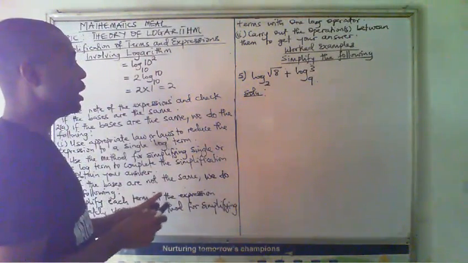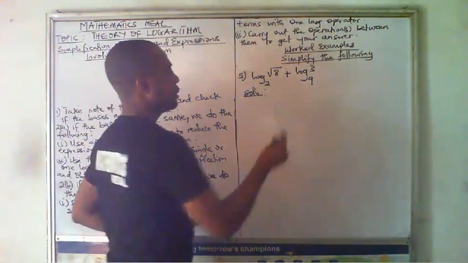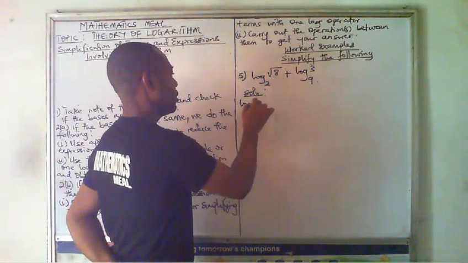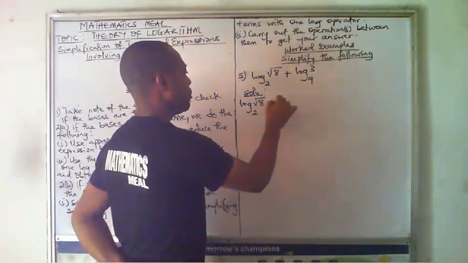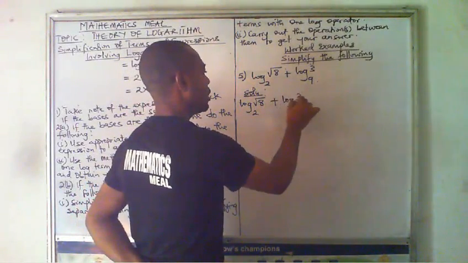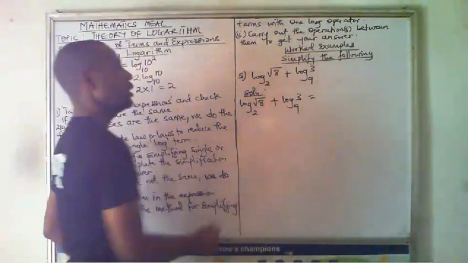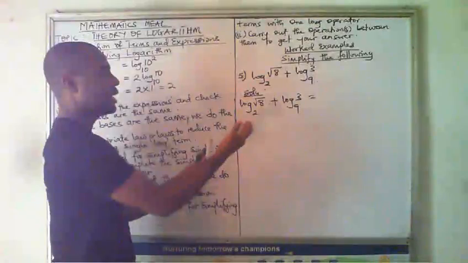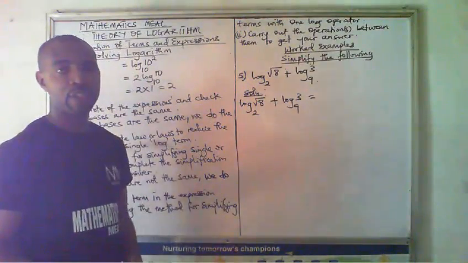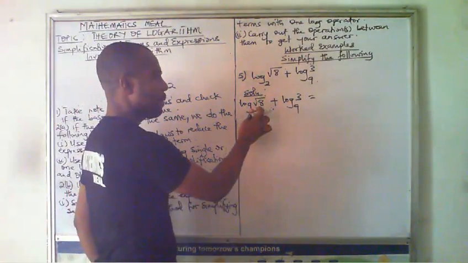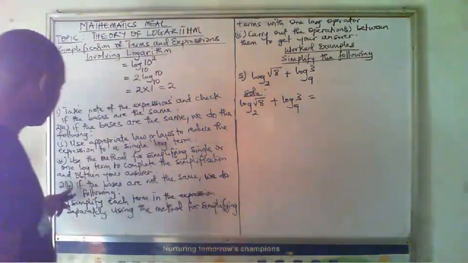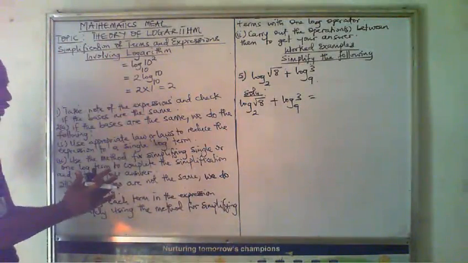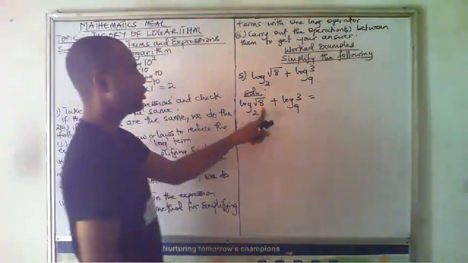Let's see what we have to do here. So we have log square root of 8 in base 2 plus log 3 in base 9. The bases are not the same, so we need to solve this separately and solve this separately, and at the end of the day we now carry out the operation between them. Remember how we handle this. We are following these steps since the bases are not the same. If the bases are not the same, simplify each term separately. That's what we want to do.